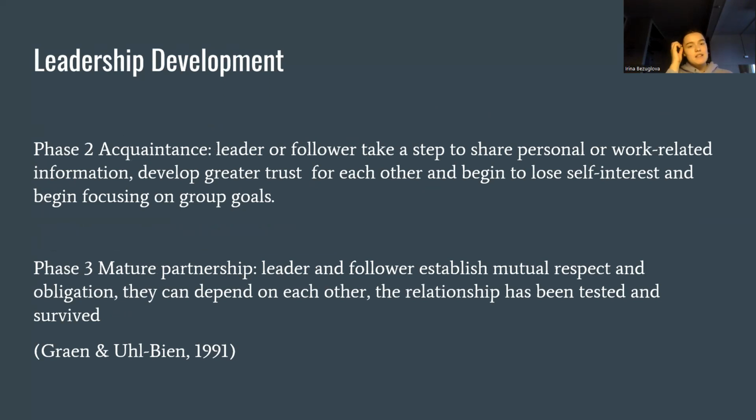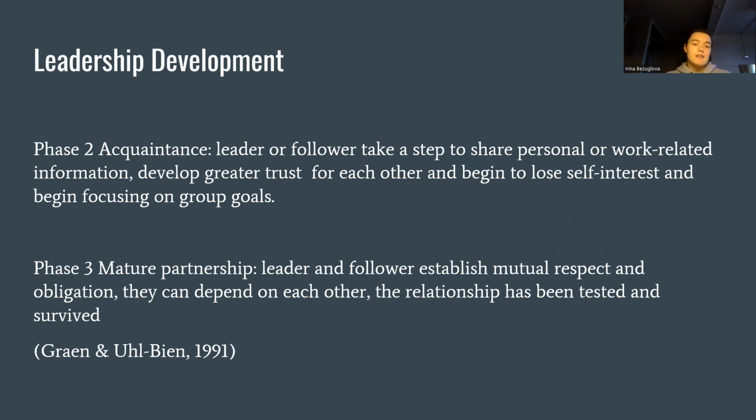The second phase is when the leader and the follower become acquaintances. They take steps to share personal or work-related information, develop greater trust for each other, and then they begin to lose self-interest and begin focusing on group goals.